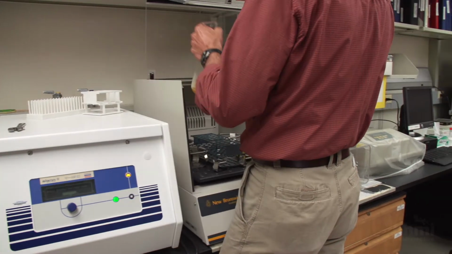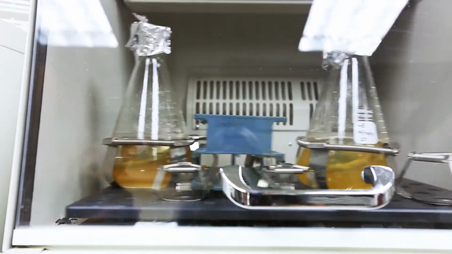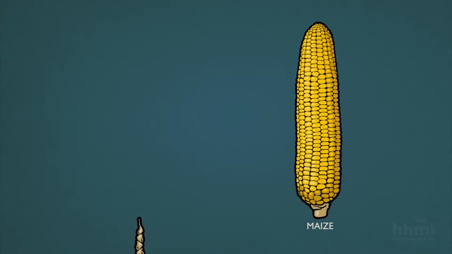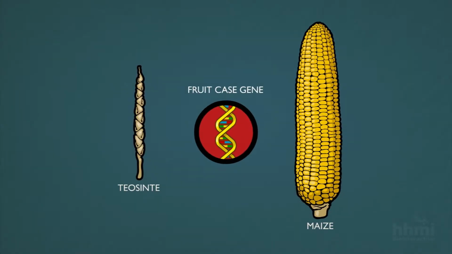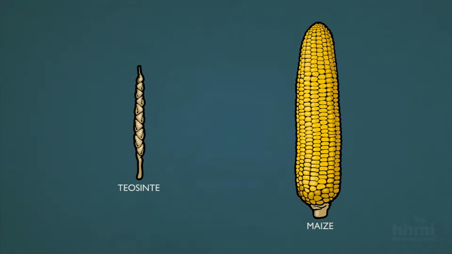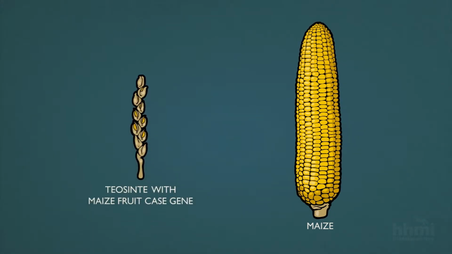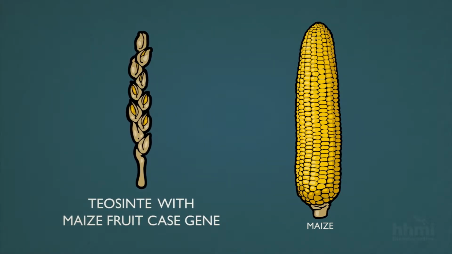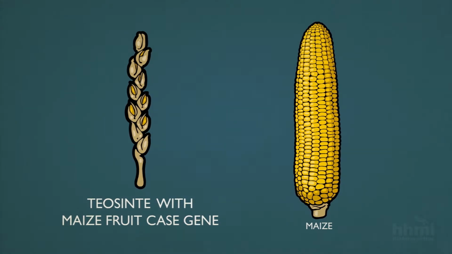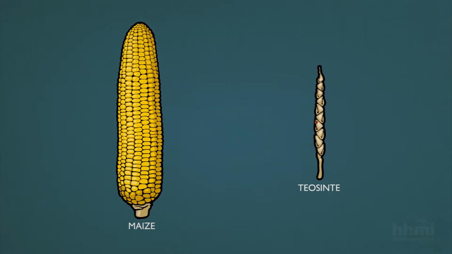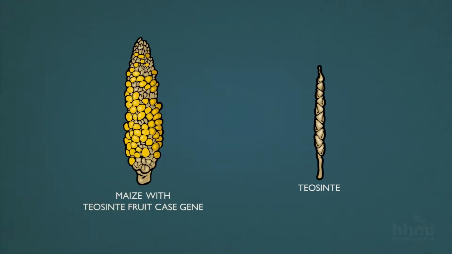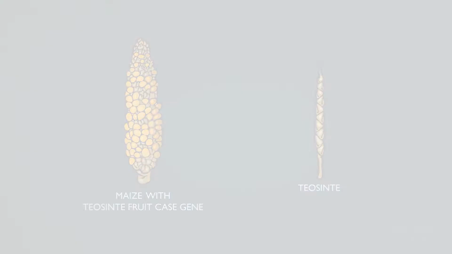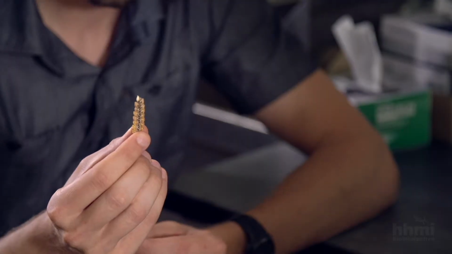To test this gene's function, Dr. Doebley's team did a clever experiment. They carefully crossbred maize and teosinte to introduce the maize version of the fruitcase gene into teosinte plants. When they did that, the teosinte kernels, which are normally enclosed in a hard fruit case, became partially exposed, almost like little corn kernels. When they did the opposite, putting the teosinte fruitcase gene into maize plants, the fruitcase became larger and started to cover up the maize kernels, similar to teosinte. One gene makes a pretty dramatic change.